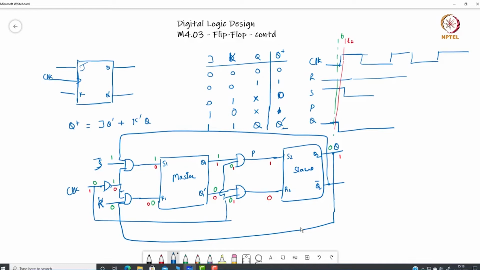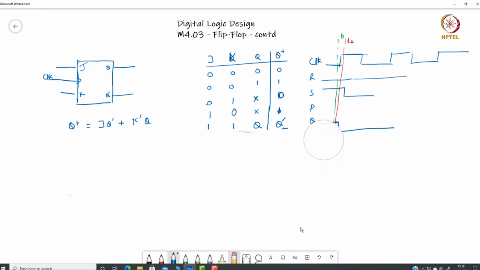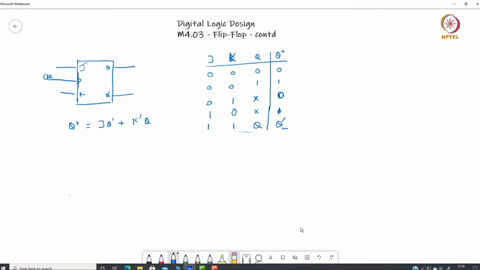Now there is another flip flop which is also quite commonly used, that's called the T flip flop. So in case of a T flip flop, we use this particular idea of J and K. So let me erase this part. In case of a T flip flop, like D, there is only one input T and we have a clock as an input here.